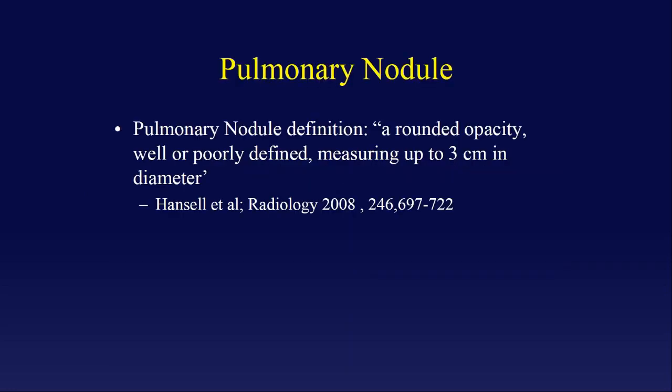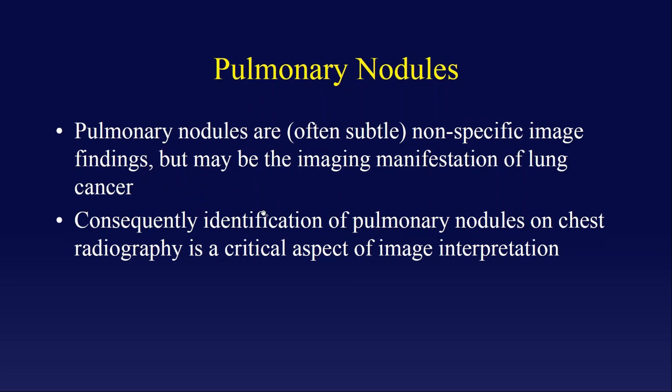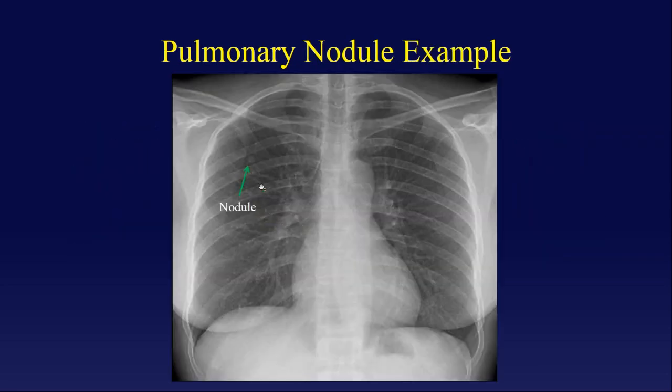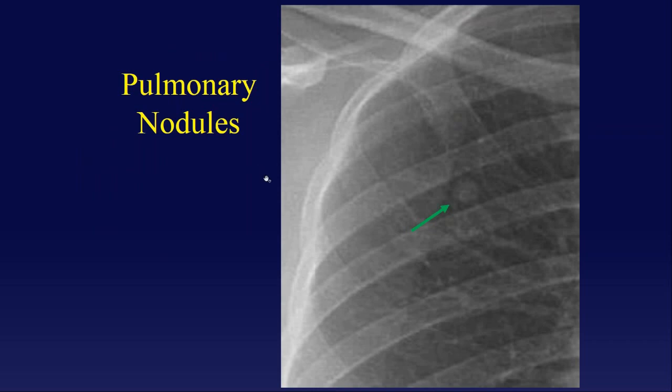And I'll briefly just mention pulmonary nodules, which are defined as a round opacity, well demarcated, rounded opacity, well or poorly defined, measuring up to 3 centimeters in diameter. That's a nodule, yeah. And this is an example of a nodule here.